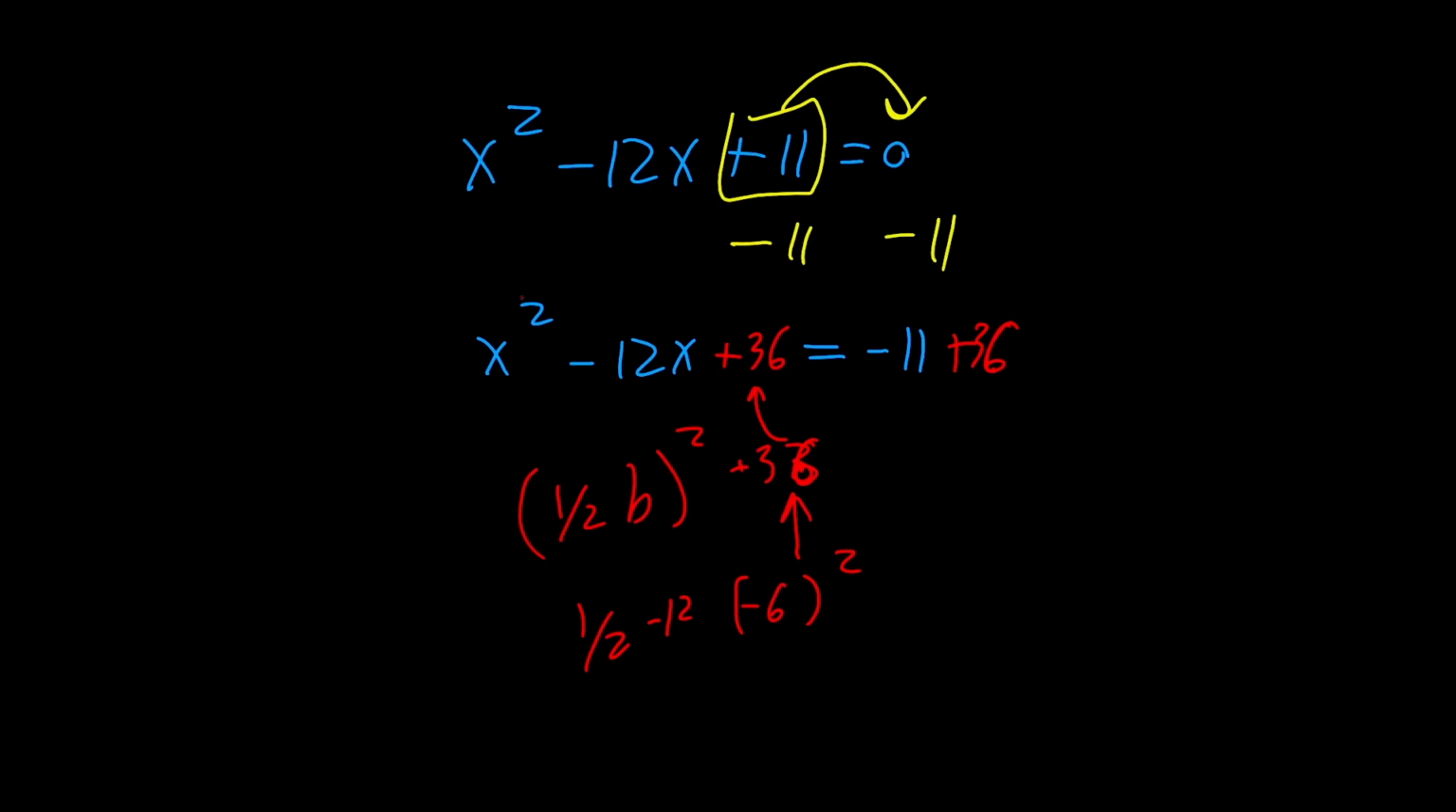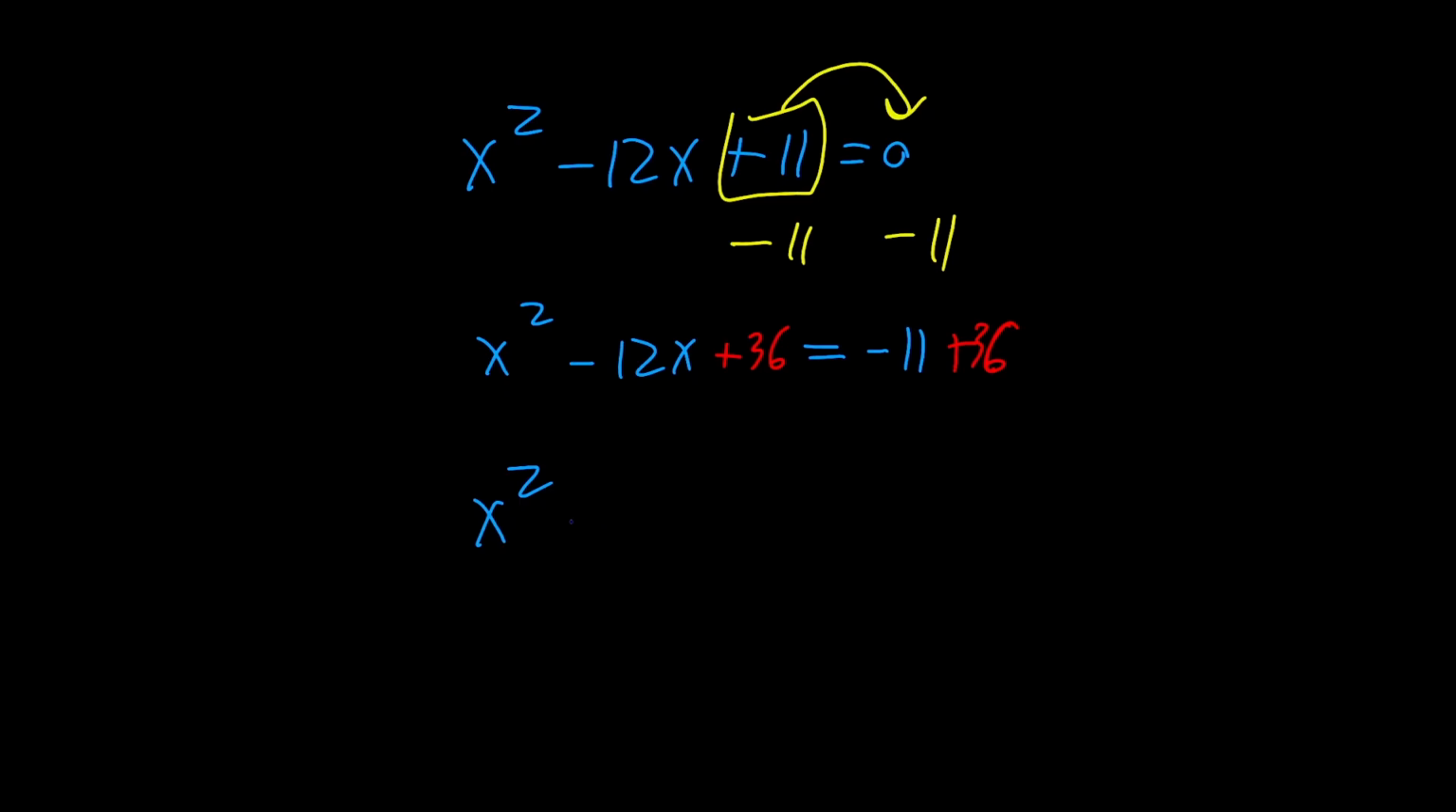So now I have a perfect square that will leave us with the perfect square x squared minus 12x plus 36 is equal to 25. Now, if we were solving this out and trying to figure out what x is, we would then factor this into x minus 6 squared is equal to 25.